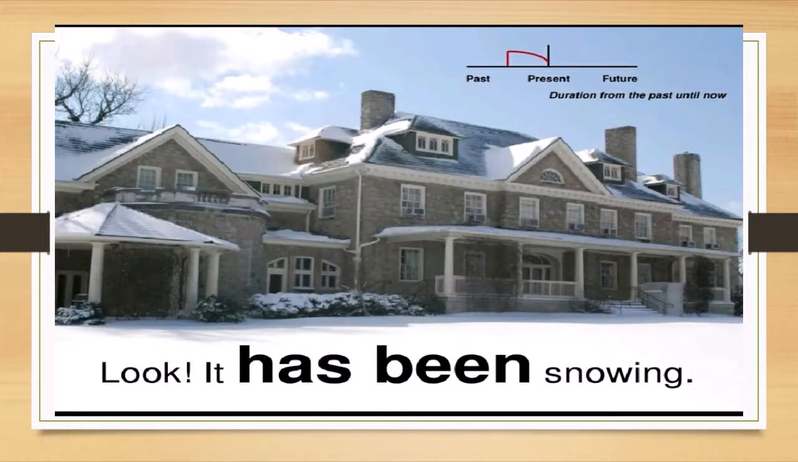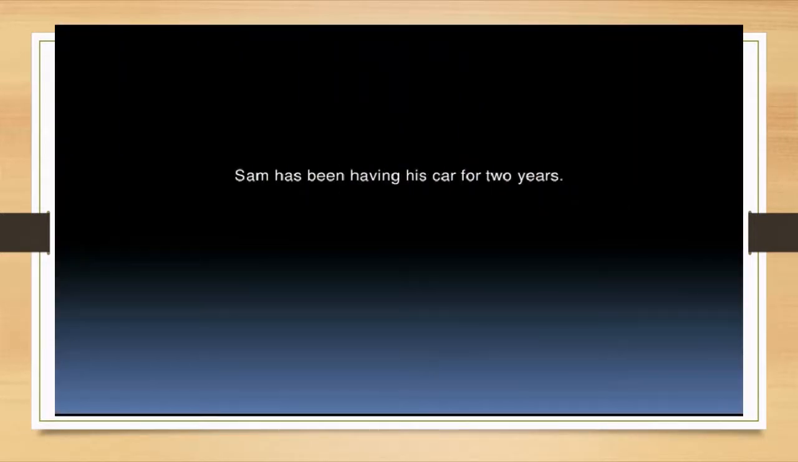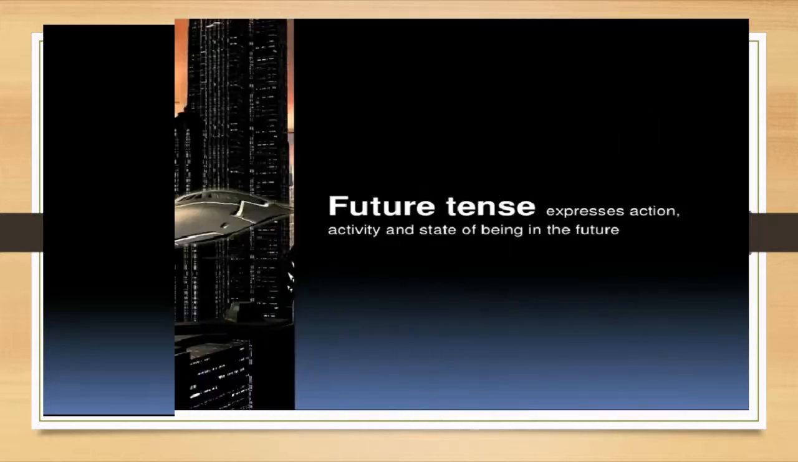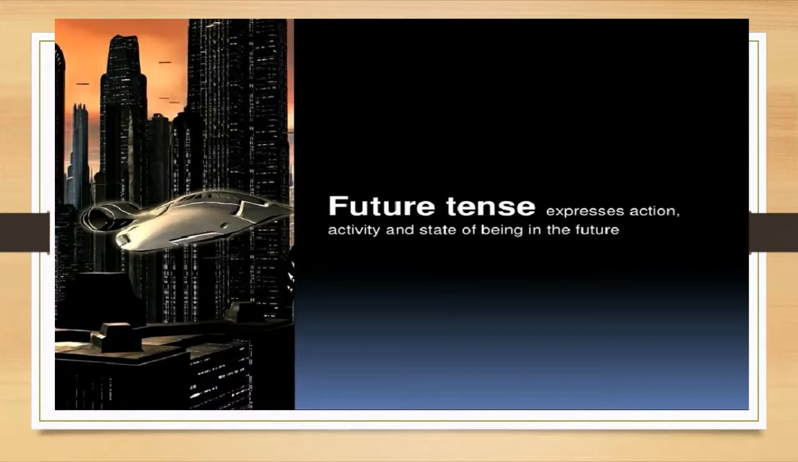For example, it has been showing. Okay, has been you have to use. Sam has been having his car for 2 years. Okay, has been you have to use, and the verb with ing. It is important to remember that non-continuous verbs cannot be used in any continuous tenses. Also, such non-continuous meanings for mixed verbs cannot be used in continuous tenses. Instead of using present perfect continuous with this verb, you must use present perfect. Okay? Has had. Sam has had his car for 2 years.